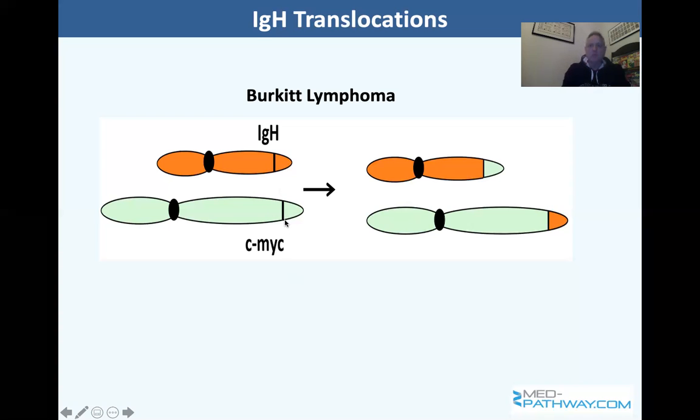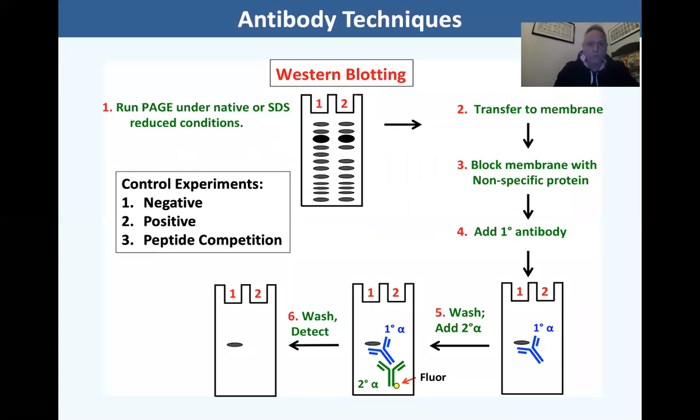Now, normally c-MYC isn't expressed very much at all, but when you juxtapose this gene under the control of the immunoglobulin H promoter, you start cranking out more c-MYC than normal. And given the fact that c-MYC is a transcription factor that regulates 20 to 30% of the genes in all chromosomes, it's pretty busy. What you do is you generate perturbed proliferation, and you get Burkitt lymphoma.